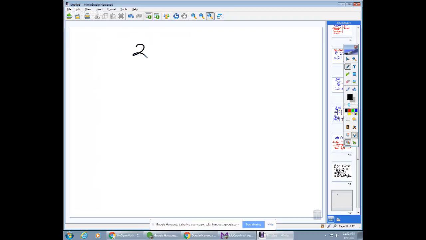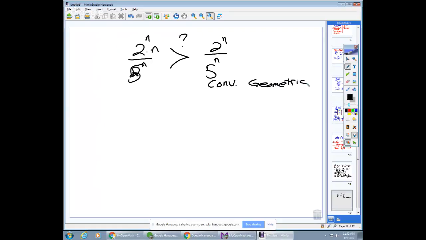So here's my unknown one, 2 to the n over 5 to the n times n. How does it compare to 2 to the n over 5 to the n? Well, because I multiplied something in the numerator, the guy on the left is bigger. This guy right here is a convergent geometric series, right, because I could write it as (2/5) to the n. So r is 2/5, which is less than 1.